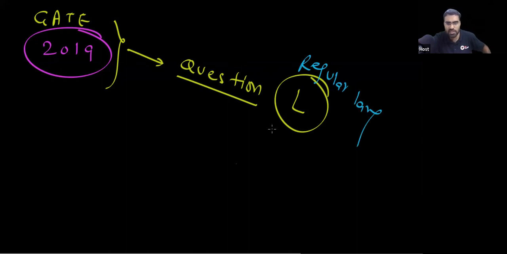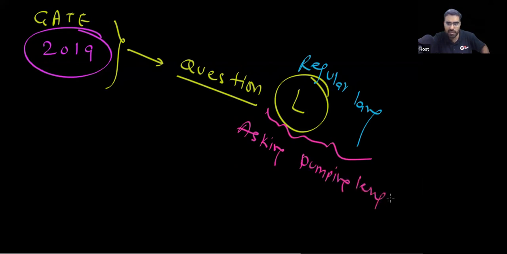And for this regular language, they are asking pumping length. They are not asking minimum pumping length. The question is asking pumping length. Is this point clear? The question is not asking minimum pumping length.